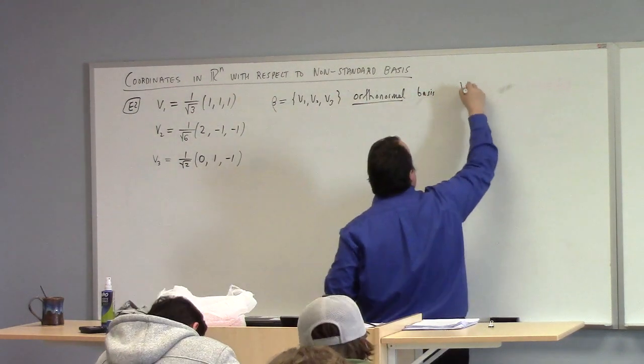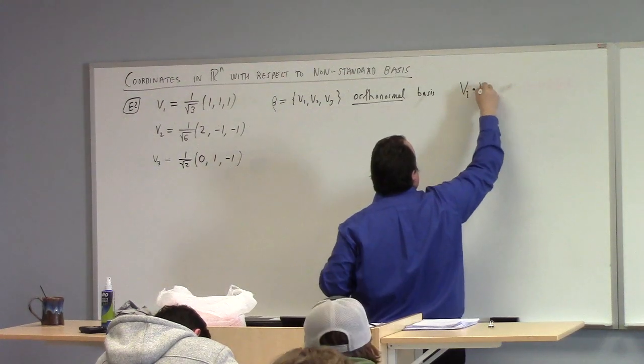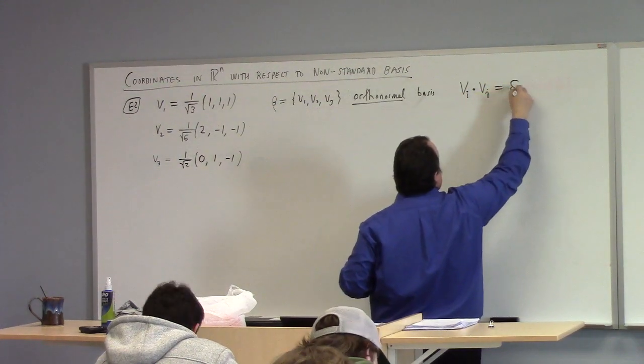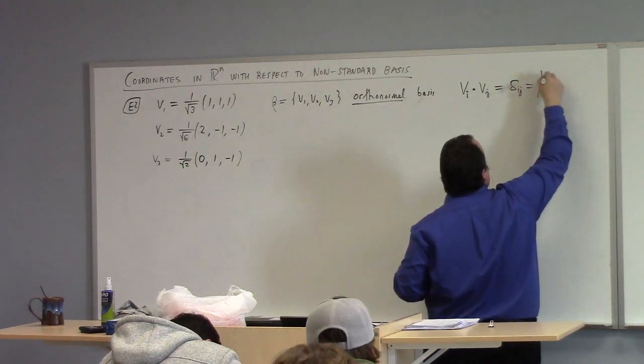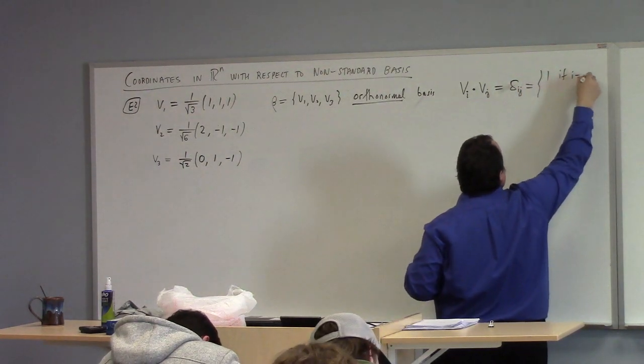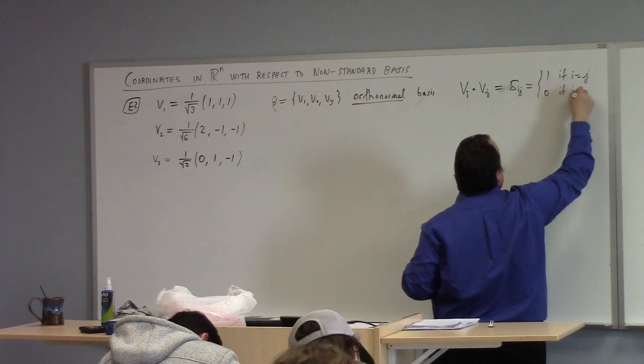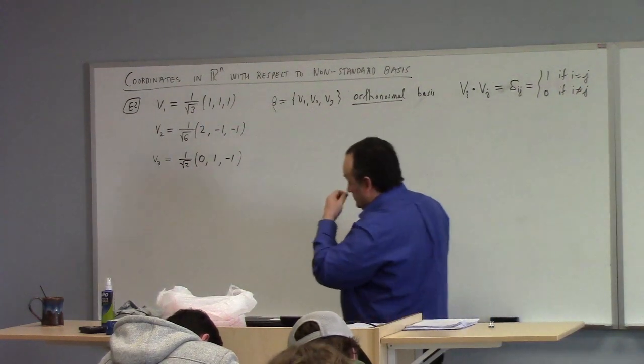And so in particular, that means vi dot vj is equal to the Kronecker delta ij. It's 1 if i is equal to j. It's 0 if i is not equal to j. All right.